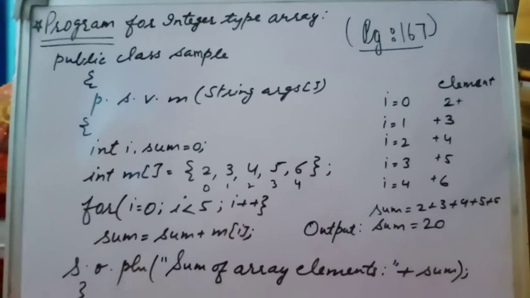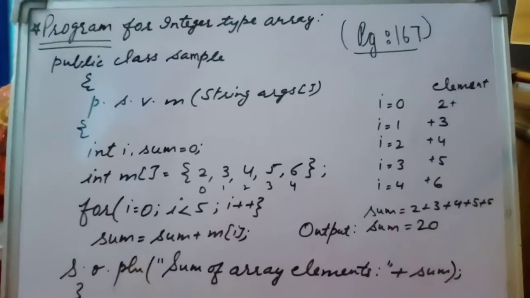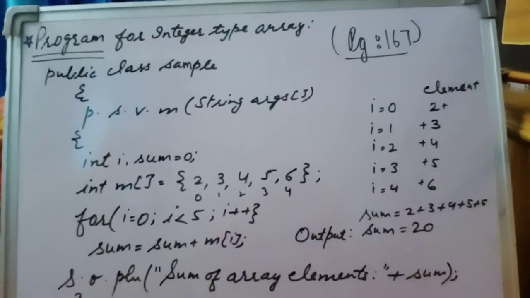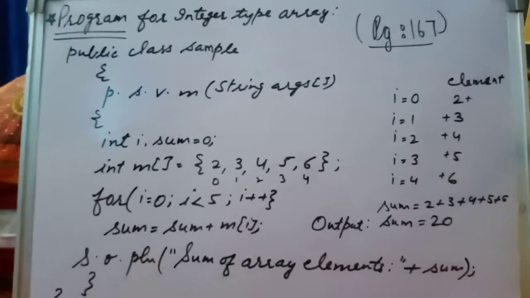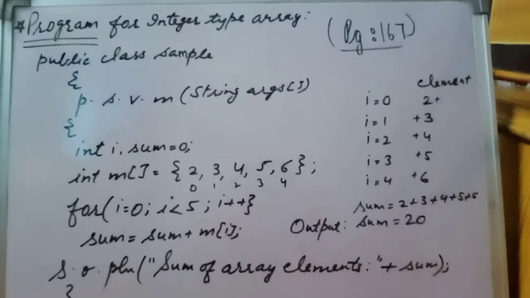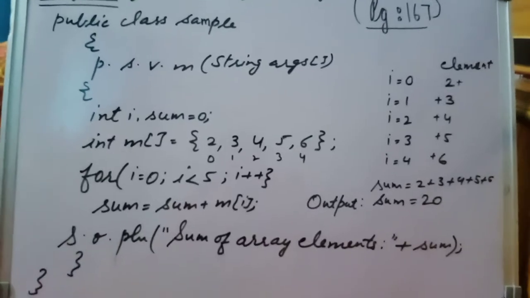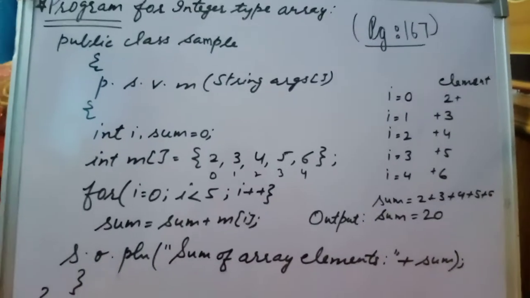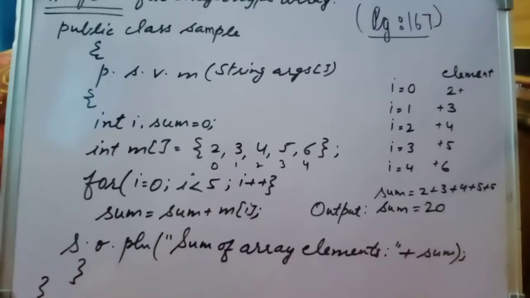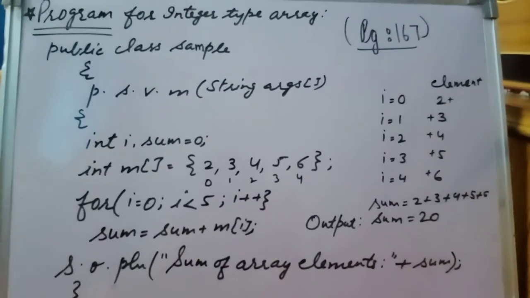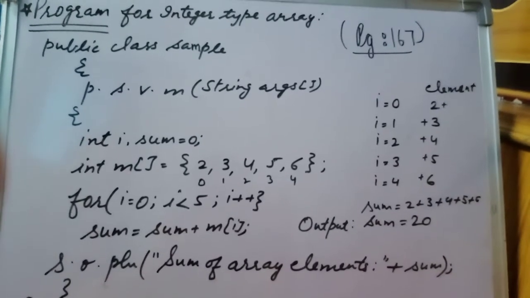Now we will do one program for an integer type array. It is given on page number 167 of your book. See, public class Sample, public static void main(String args[]). Then the variables we need are int i and sum is equal to 0. Variable i will be used for the for loop and sum will be used to calculate the sum of the array elements, or the sum of the values stored in the array.